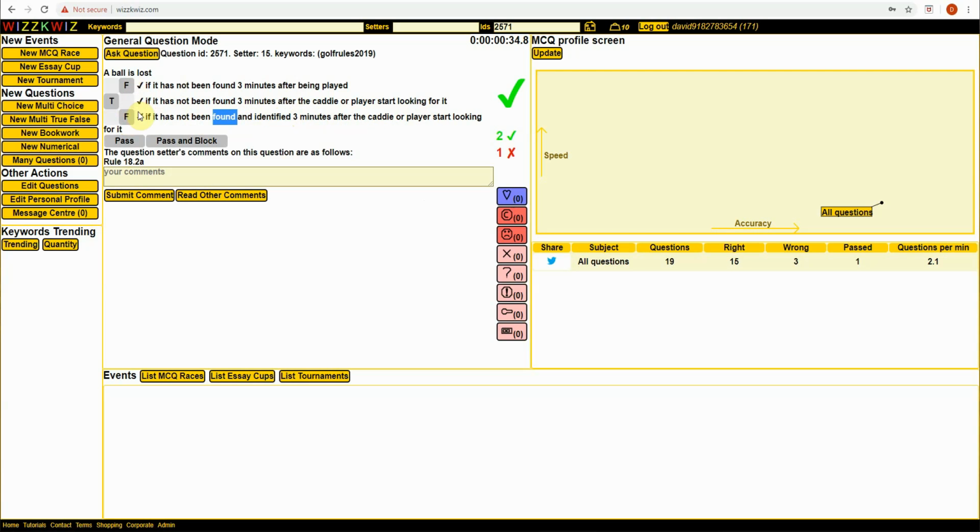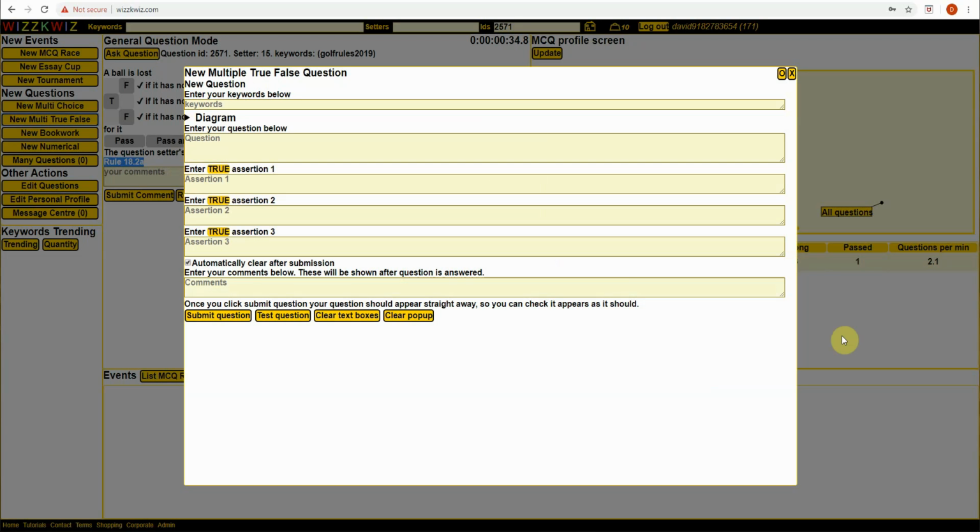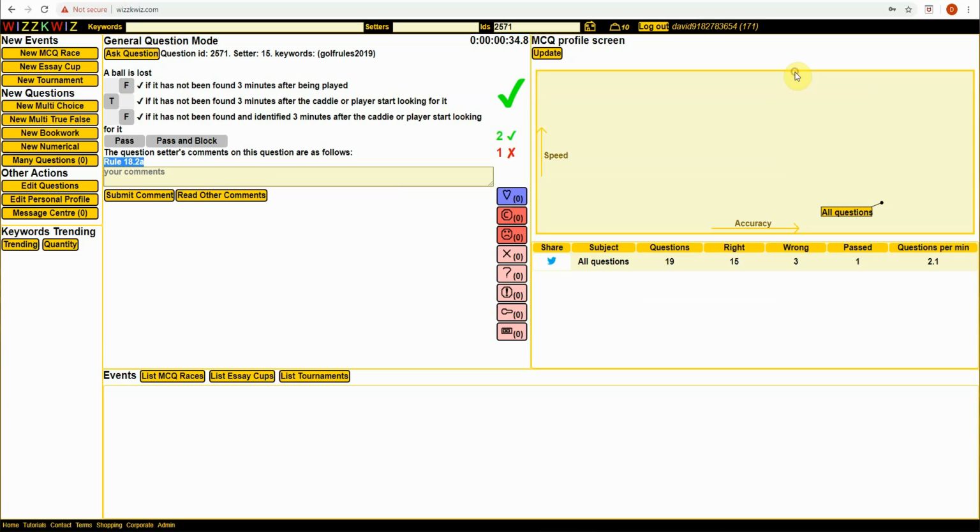If you get 3 ticks, you get the question right. You also see here that the question setter has put in the comment section. We'll see how to do that later, but if you're not sure about that, you want to read up a bit more, it's rule 18.2a. Okay, so that's the multi-true false question. If you want to set one of those, you just click there and you can set that question yourself.